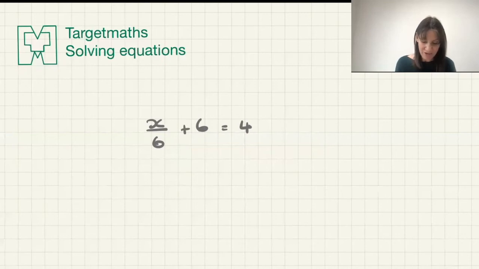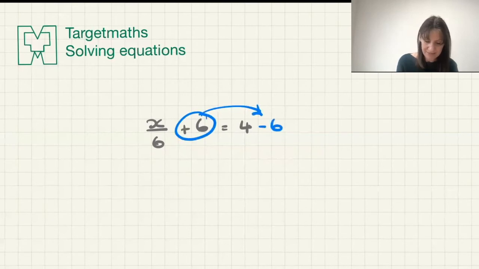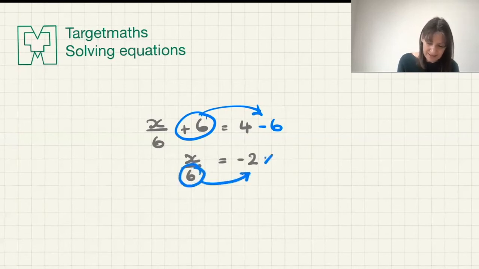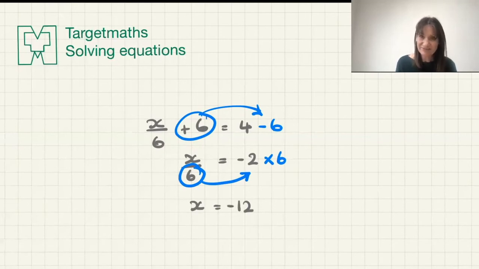Okay, so reading it out, I've got x divided by 6 plus 6. Plus 6 has to go. Okay, lands as minus 6. X over 6 is left, and 4 take away 6 is negative 2. X divided by 6, remember, lands as times 6. X is now on its own. 2 times 6 is 12. And I've got 1 negative in the question, so I've got 1 in the answer.